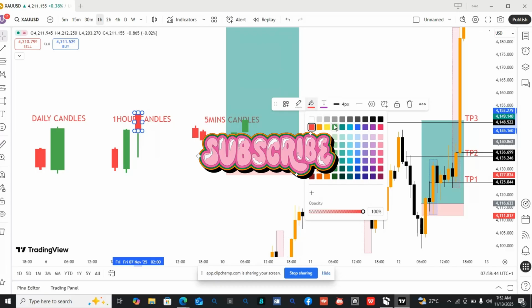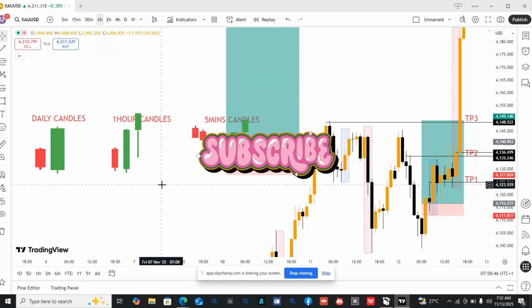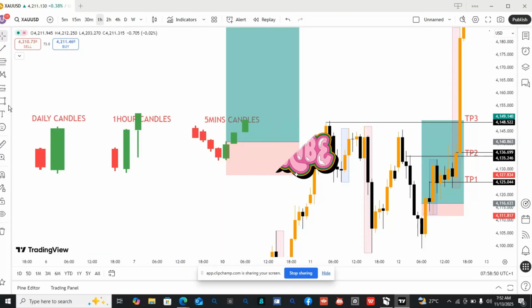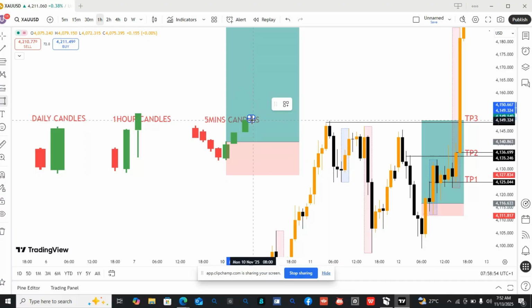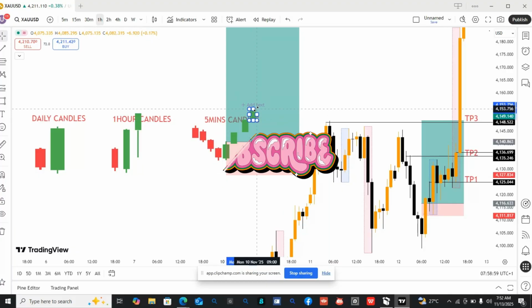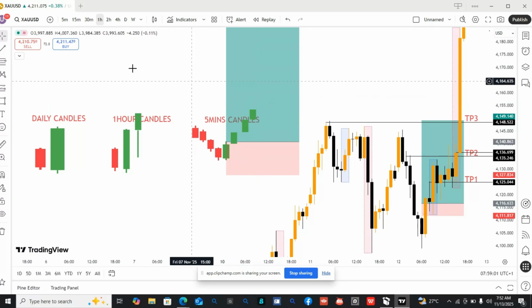Let me change the color. It will close like this. This 1 hour candle will now close like this. Thereby, this 5 minutes candle will keep forming bullish candles and keep printing up. So basically, this is how I take my trades.